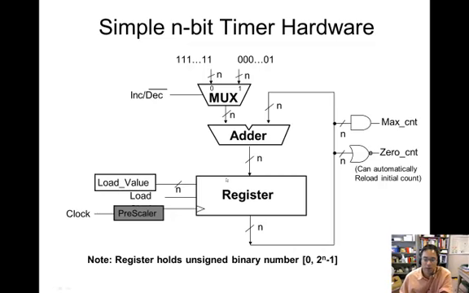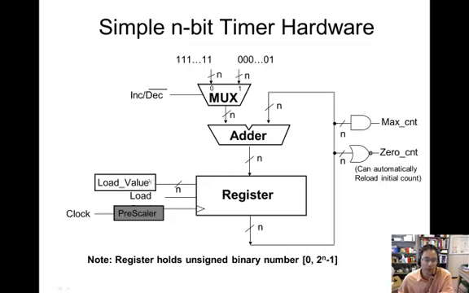In here we have a register. The register holds some value. It's an n-bit register. To it we're going to add either this, which is all 1s, so it's -1 in 2's complement, or this, which is 1. So we can either increment or decrement through the adder, and the register value will go up or down.